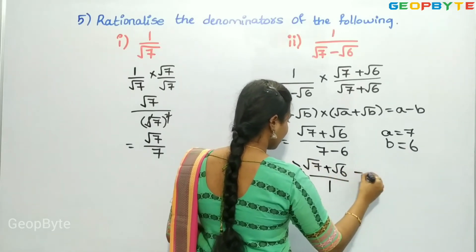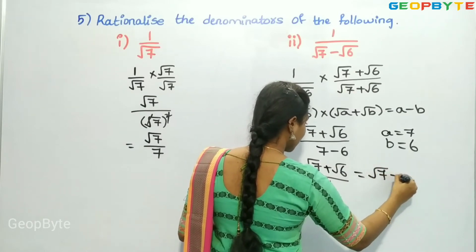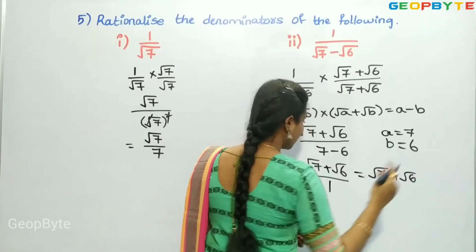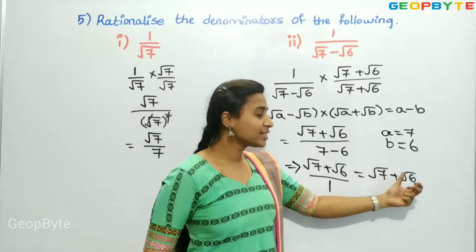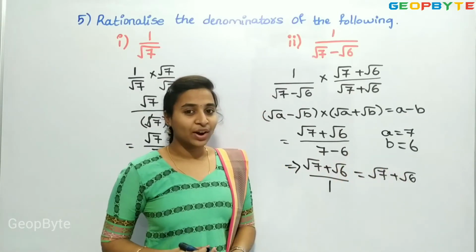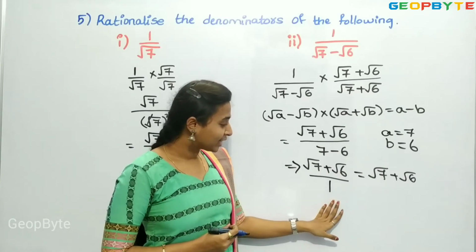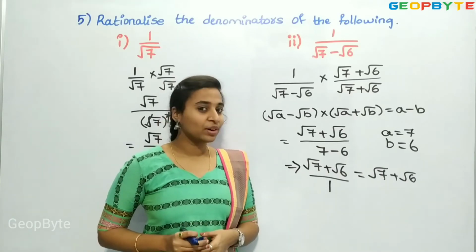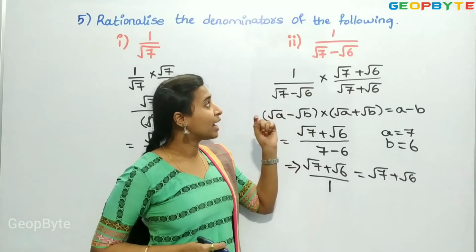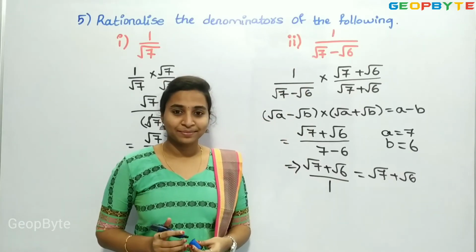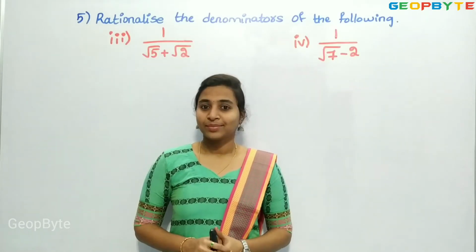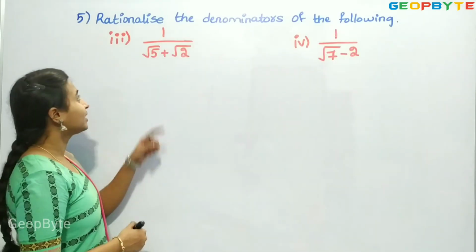So, this can also be written as under root 7 plus under root 6, as by 1 is also nothing but under root 7 plus under root 6. We got a rational number in the denominator. Therefore, we have rationalized 1 by under root 7 minus under root 6. Now, let us see third one.